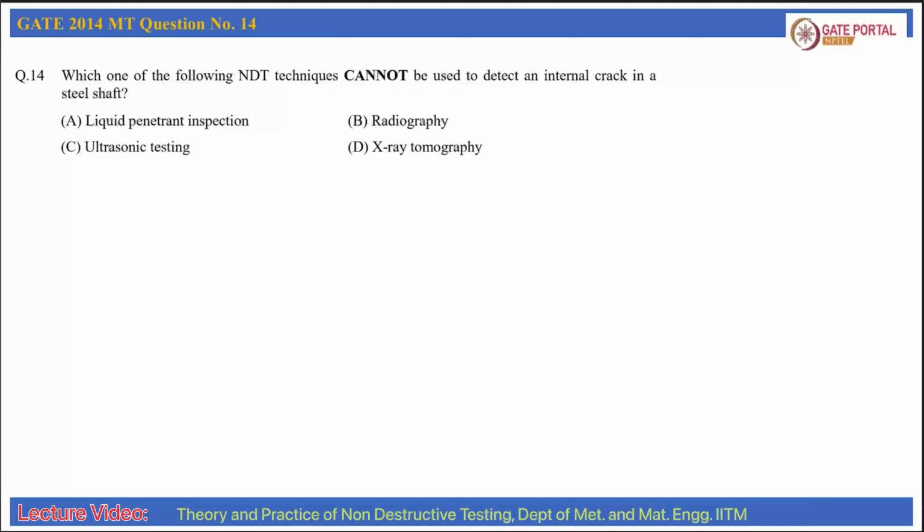This is question number 14 of GATE 2014 Metallurgical Engineering. The question states: which one of the following NDT techniques cannot be used to detect an internal crack in a steel shaft? Option A, liquid penetrant inspection. Option B, radiography. Option C, ultrasonic testing. And option D, X-ray tomography. So let us solve this question.